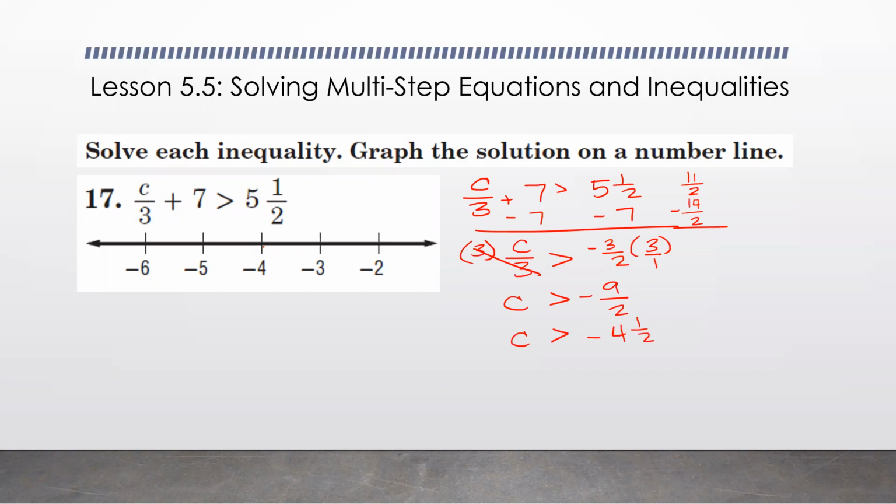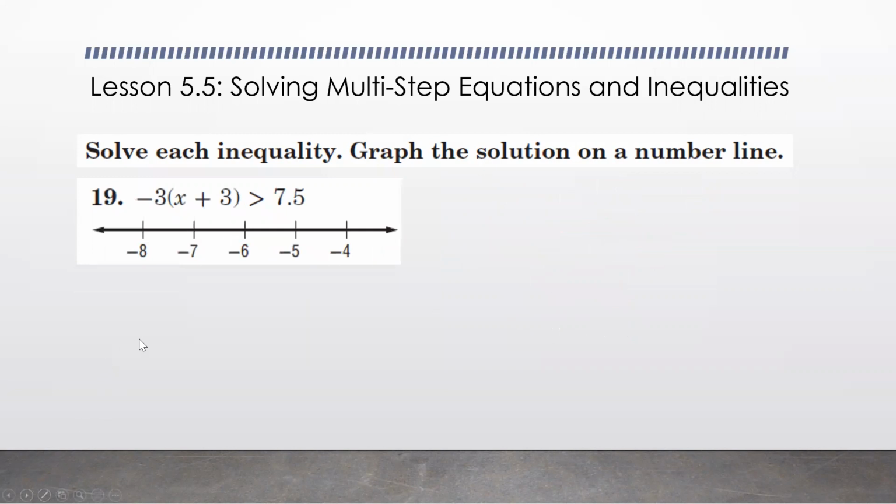Okay, so when I graph that, I would put an open circle at negative 4.5, and then I would shade everything to the right, everything greater than, okay? All right, sorry about doing that one incorrectly the first time. Okay, so I believe this is the last problem.